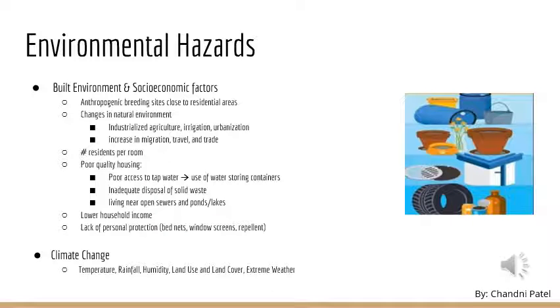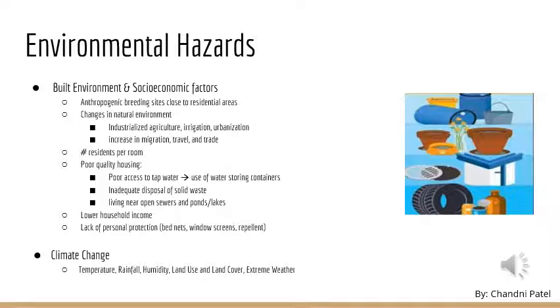There are many environmental and social hazards that have contributed to the increasing spread of dengue. It's important to note that the increase is due to multiple factors that reinforce each other, not one single factor. Some built environment and socioeconomic factors include man-created breeding sites close to residential areas. This includes tires, flower pots, household water buckets, and drains.